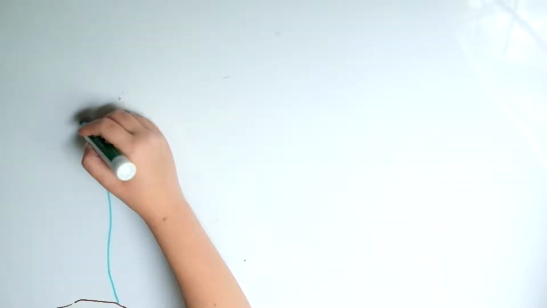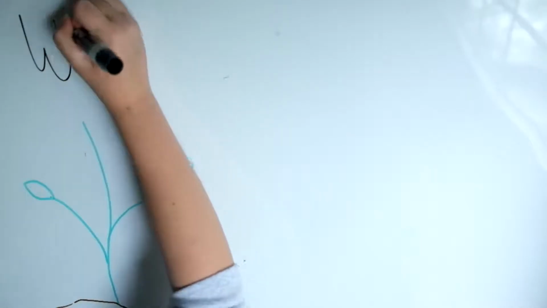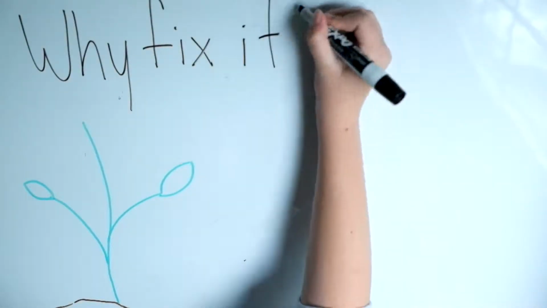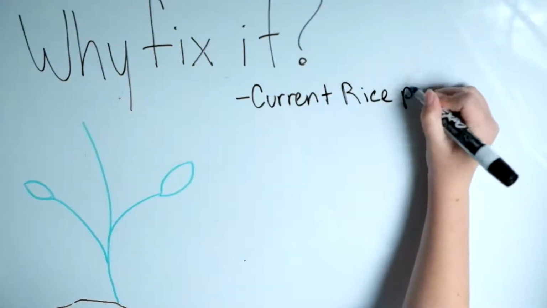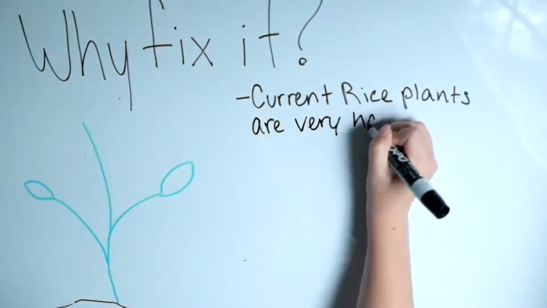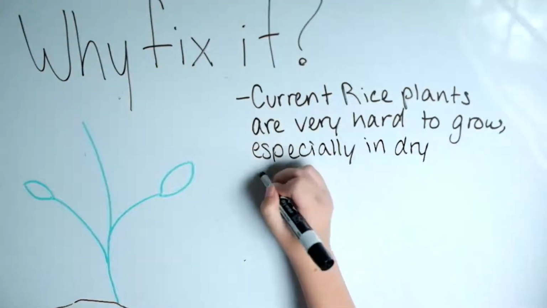The genetic engineers at GemRice carefully fixed and improved on the DNA of the average rice plant. But you may be wondering, what is there to fix? Well, first off, current rice plants can be very tough to grow and can easily die in hot or dry weather.